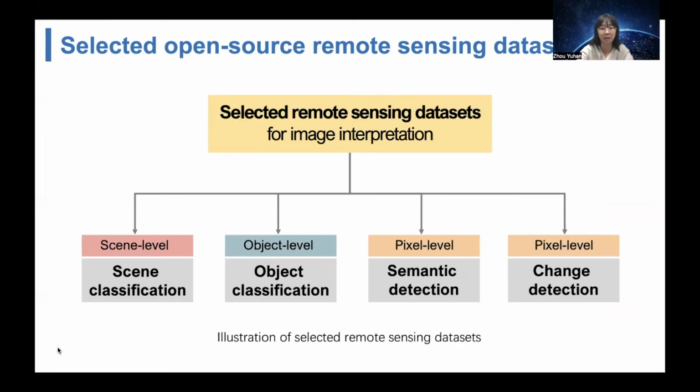Based on the research tasks of remote sensing, we can classify the remote sensing datasets into 4 categories, which are scene classification, object detection, semantic segmentation, and change detection. And now I'm going to introduce some selected datasets for each task.